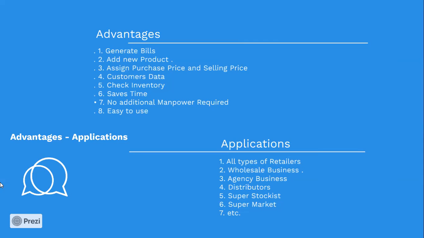Next one is saves time. For all entrepreneurs or shopkeepers, their most valuable asset is their time. No additional manpower is required for billing and checking availability, it is easy to use, and we will also be able to eliminate human errors.